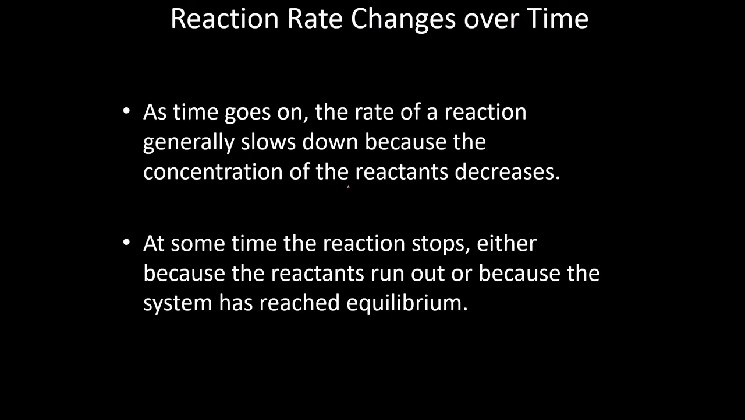Okay, so I think this is pretty much what I was just saying. The rate of the reaction generally slows because the concentration of the reactants decreases. At some time, the reaction stops either because the reactants run out or because the system has reached equilibrium. And we will talk about equilibria in the next chapter. And that is usually the fate of chemical reactions. The vast majority of chemical reactions don't actually reach completion, because one thing we haven't discussed too much at this point is that you can also have reverse reactions where products are going back to being reactants. And so usually you do reach that equilibrium point.